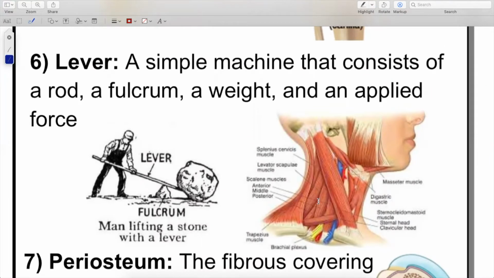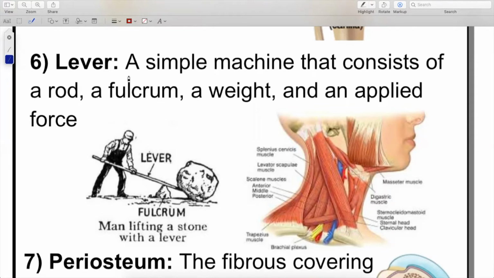Lever. Why would I be talking about levers? Didn't you learn about that in physical science or middle school? Why would I be talking about that in anatomy and physiology? Because your bones actually are levers. Right? Simple physics happening in your body.